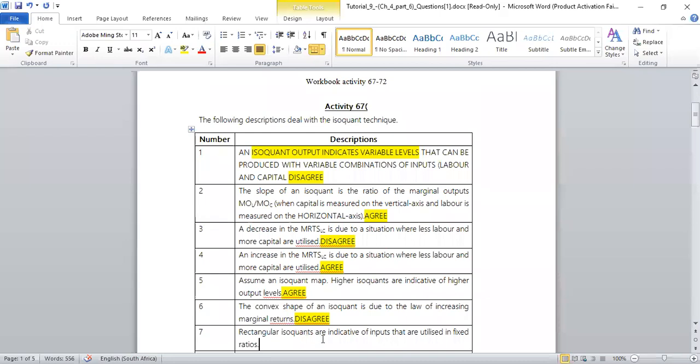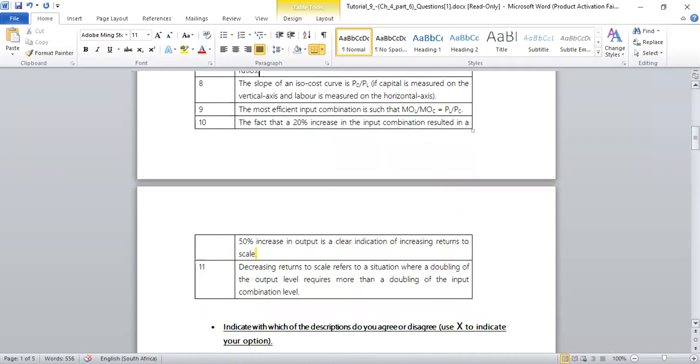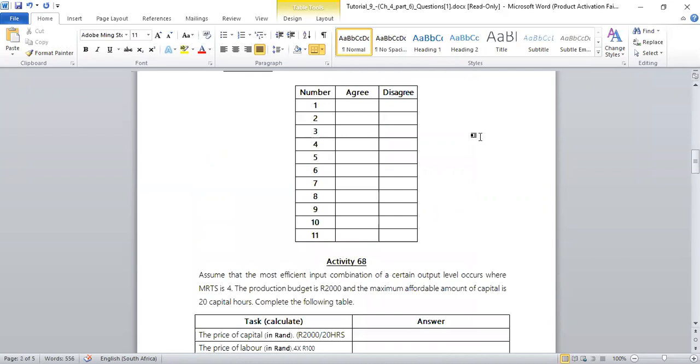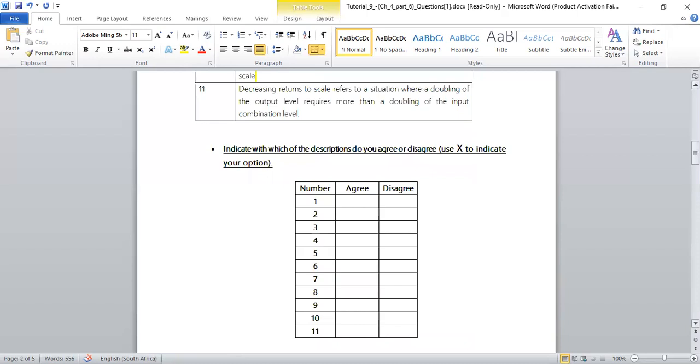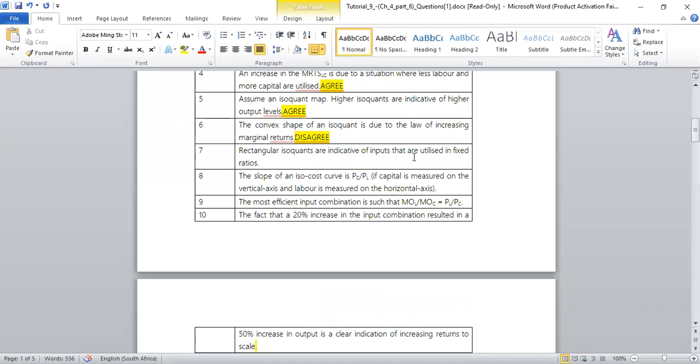Rectangular isoquants are indicative of inputs that are utilized in fixed ratios. Yes, guys. Wait, let me put this on the other side. I'm so sorry. Rectangular isoquants are indicative of inputs that are utilized in fixed ratios.